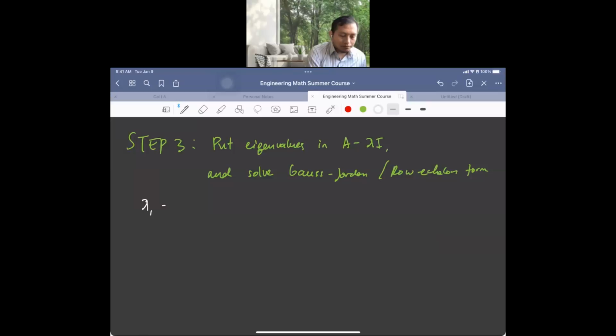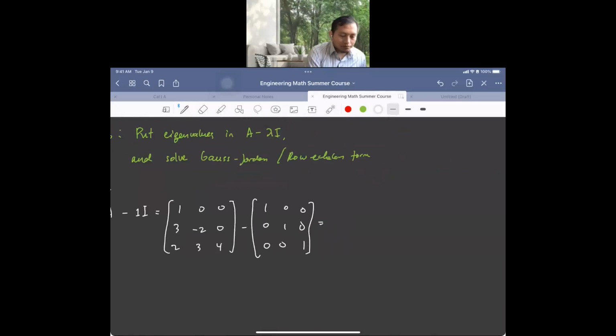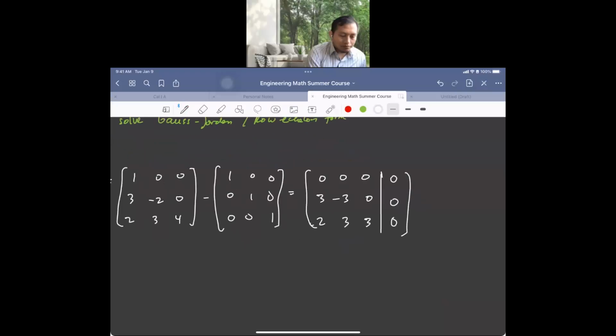Okay. So for example, we take the eigenvalue equal 1. This means that this is A minus 1 times the identity. So this is just to write 1, 0, 0. This is A. This is minus 1, 1, 1. This becomes 0, 0, 0, 3, -3, 0, and 2, 3, 3. We can take this directly to 0, 0, 0. And since we already have the first row is all 0, I think we can take the conclusions.